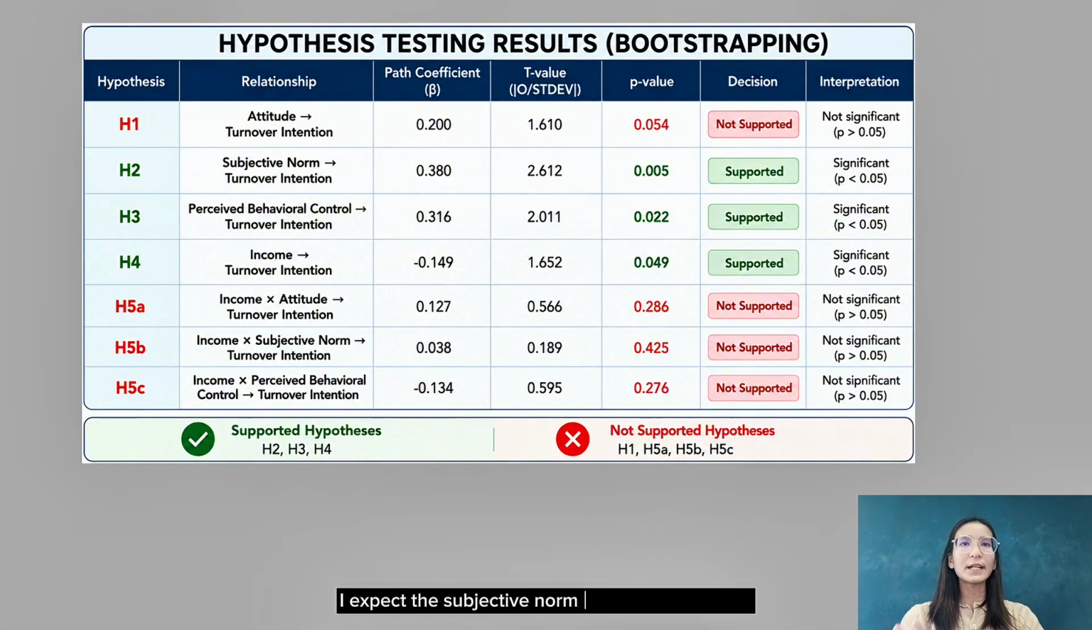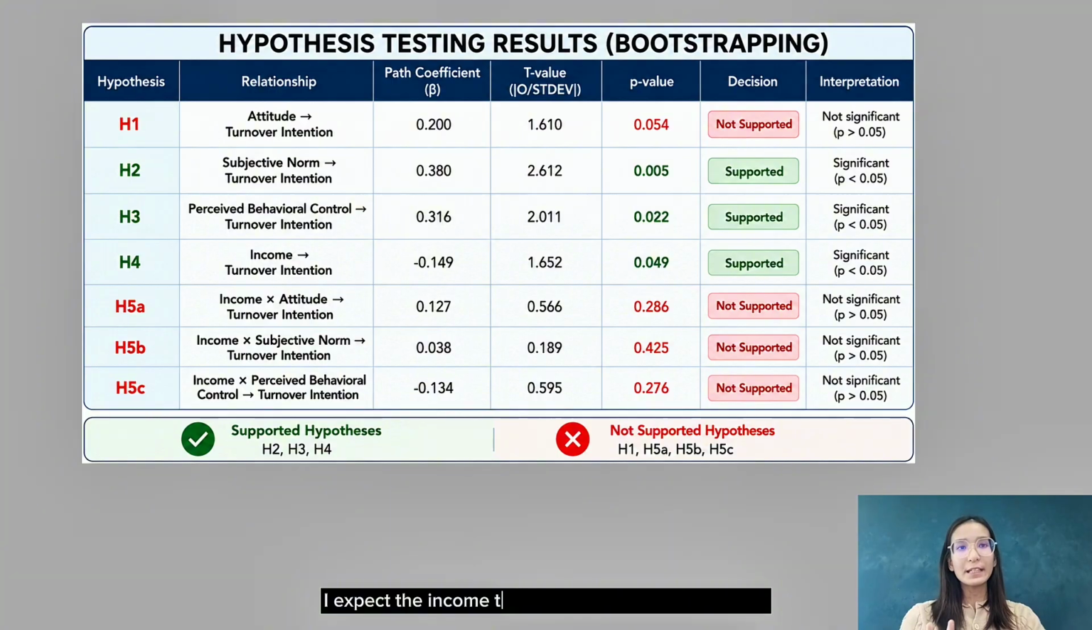For H2, I expect the subjective norm to have a significant positive effect on turnover intentions. The result saw a positive coefficient of 0.380 and a p-value of 0.005. So H2 is supported. For H3, I expect perceived behavioral control to have a significant positive effect on turnover intentions. The result saw a positive coefficient of 0.316 and a p-value of 0.022, so H3 is supported.